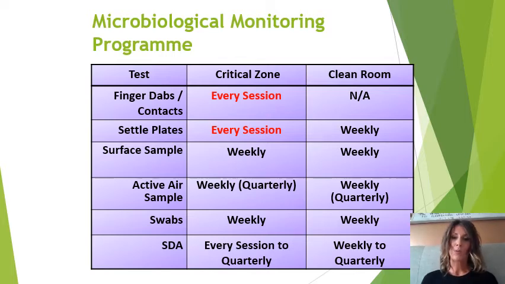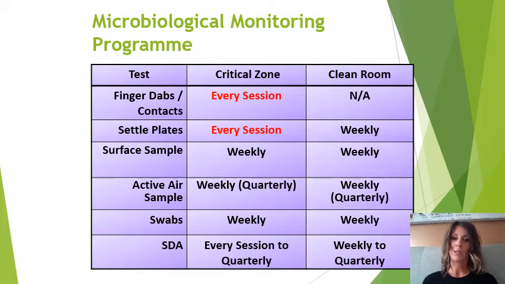Active air samples, we have a slightly wider range on that. We can test quarterly as a minimum requirement. A lot of units decide to test more frequently. That's so they get some background data about seasonal trends, about trends when production levels fluctuate.